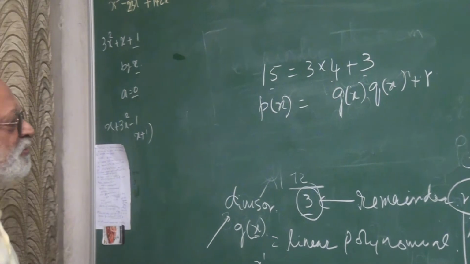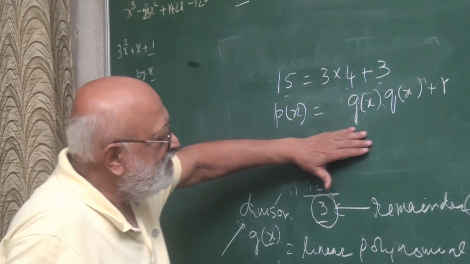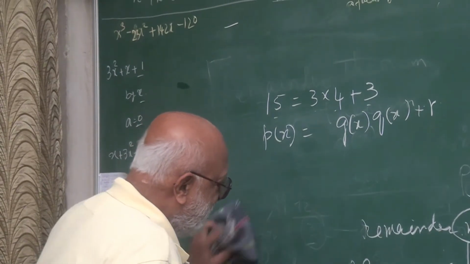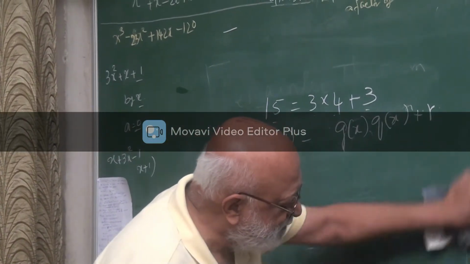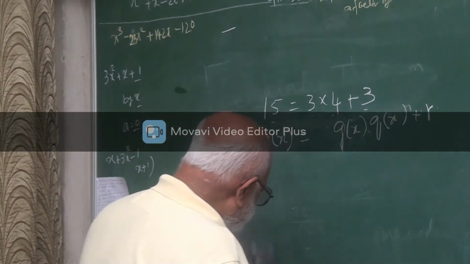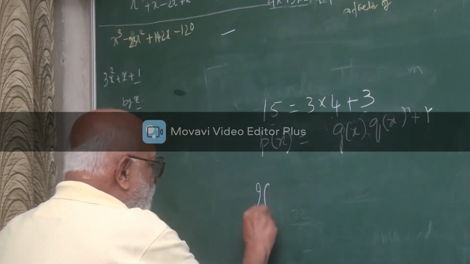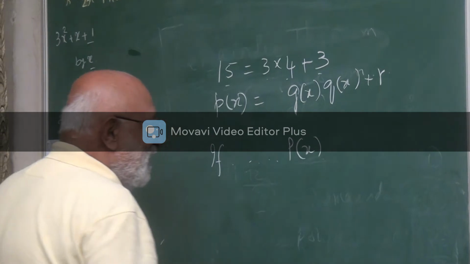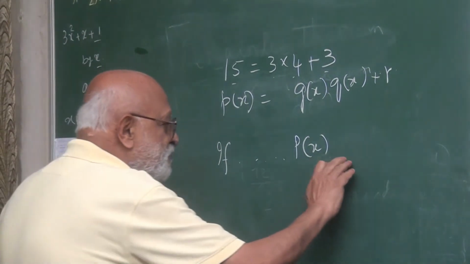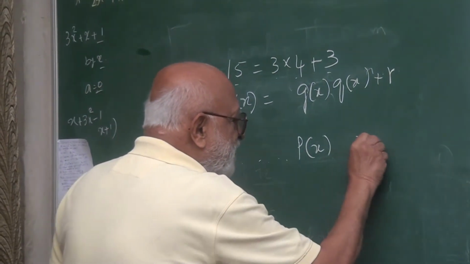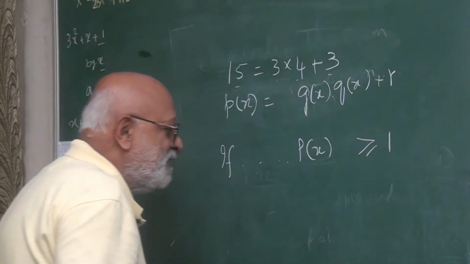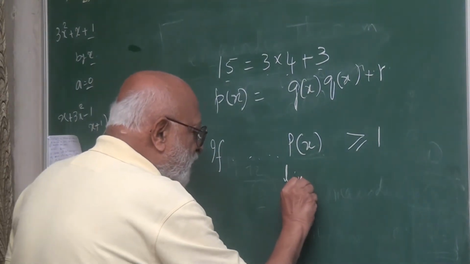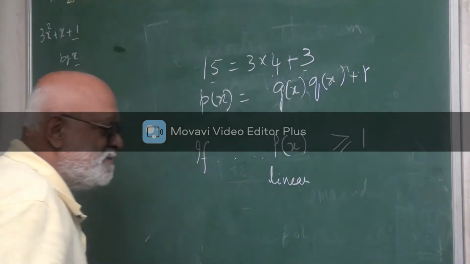So we all understand that. Okay, so now what does the remainder theorem say? The remainder theorem is very specific. It says if we have a polynomial p(x), its degree should be greater than or equal to 1. That means it will be either a linear polynomial or more than that.